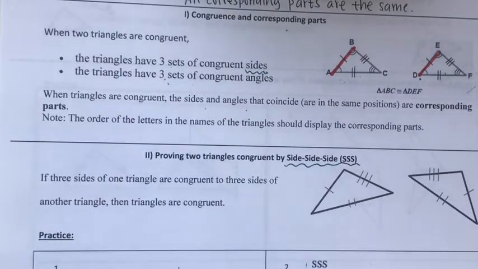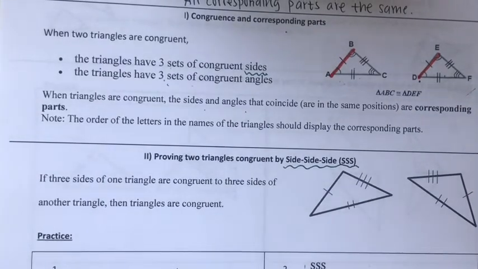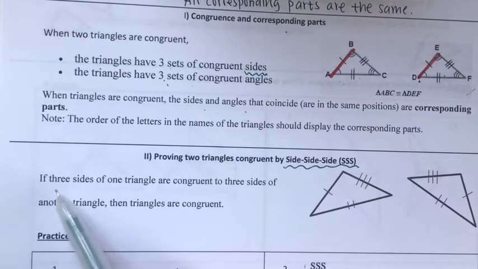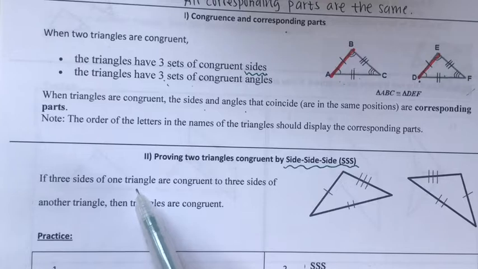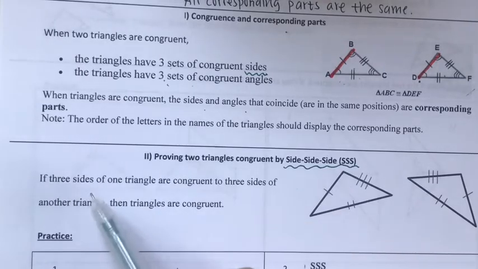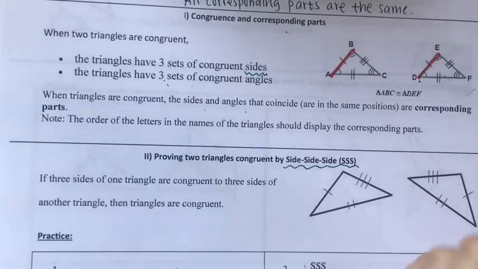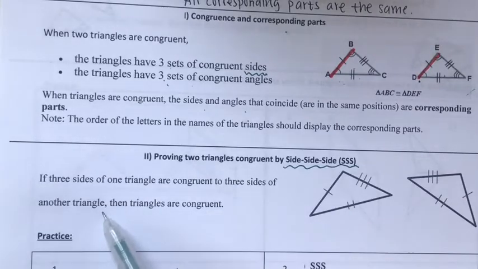What that means, we're not dealing with the angles. We're only dealing with the sides. Okay? So if three sides of one triangle are congruent to three sides of the other triangle, then the two triangles are congruent.